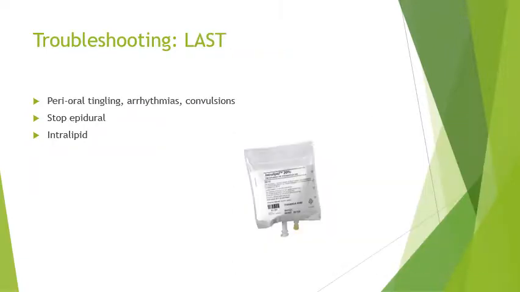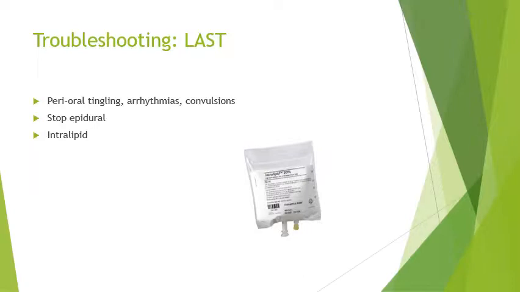A final emergency you may encounter is local anesthetic toxicity. Repeated epidural boluses may lead to an excessive dose of local anesthetic being administered to the patient, especially if the catheter tip migrates into a vein. At first, this may present as a tingling sensation around the lips or a metallic taste in the mouth, but it can progress to coma, arrhythmias, and convulsions.